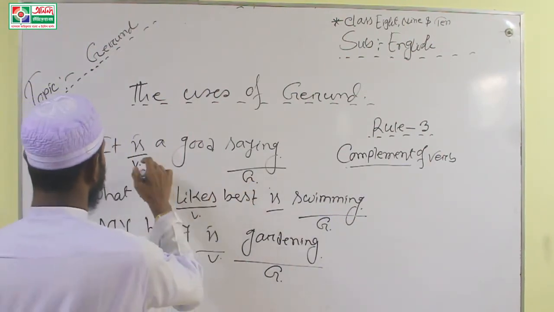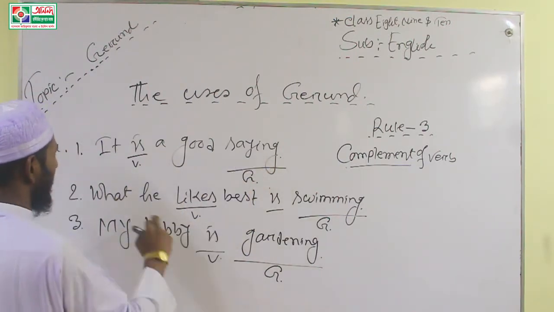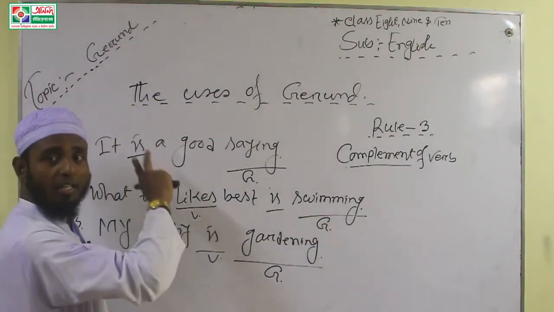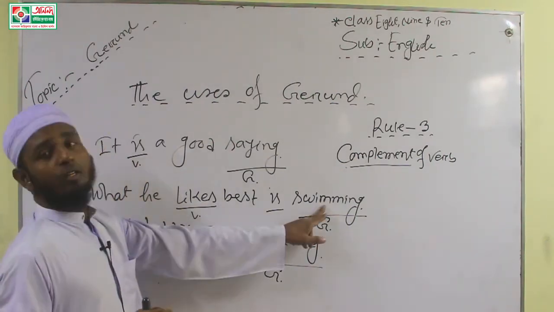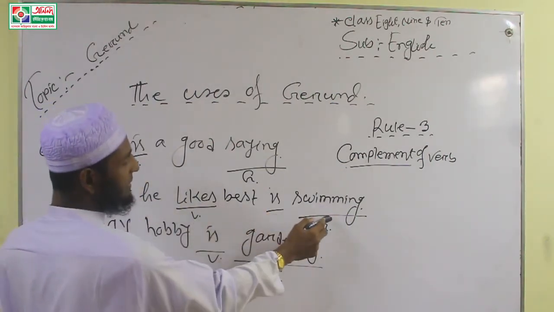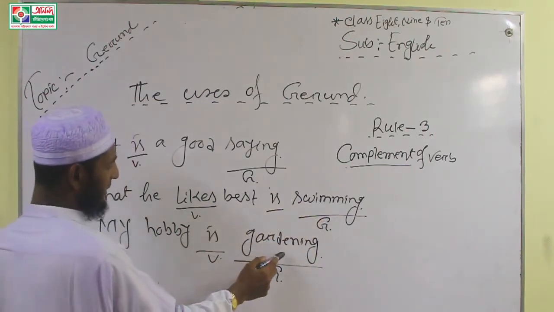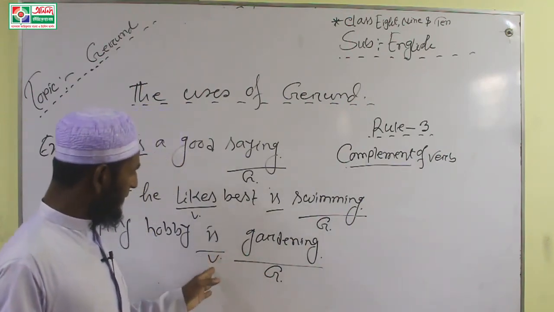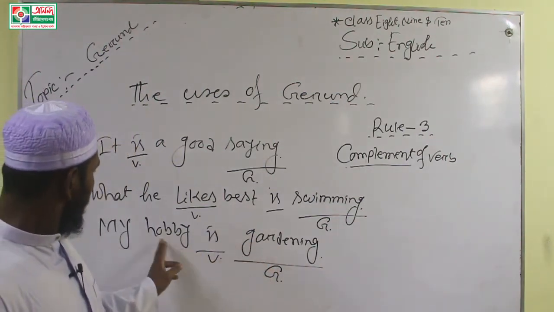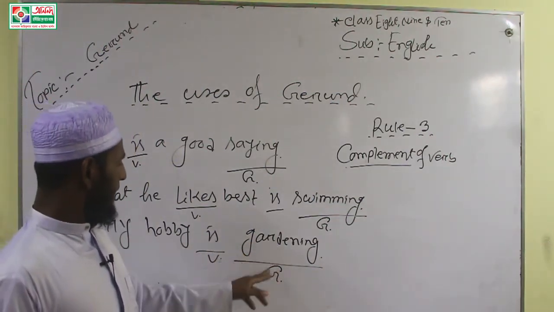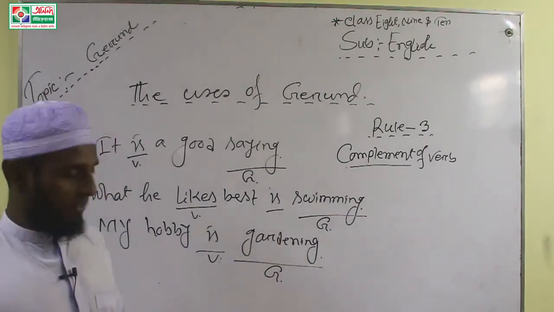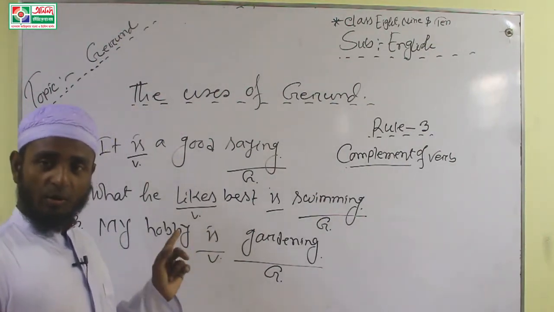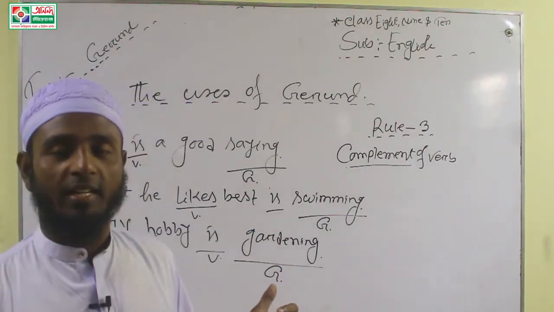Okay, it is a good saying. Here verb, and this is complement, I mean gerund. And what he likes best is swimming. That means a man may like many things, but what he likes best, topmost best, is swimming. Verb and auxiliary verb, and this is complement, I mean gerund. And my hobby is gardening. Is is an auxiliary verb, but acts as a main verb here. Here gardening is complement, I mean gerund. Dear learners, is here is auxiliary verb, but in this sentence it is used as a main verb.